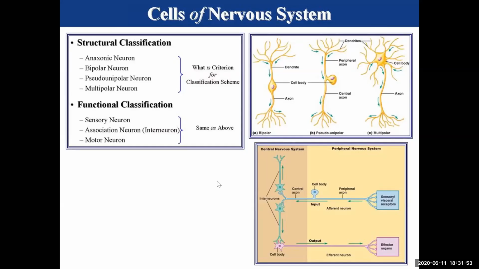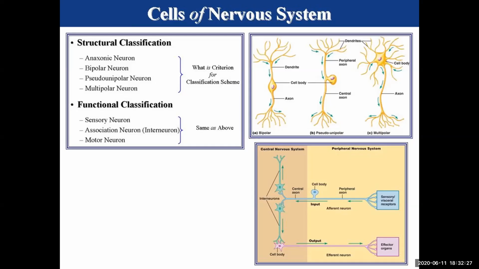Now, we can classify neurons because we have two types of cells in the nervous system, neurons and support cells, the neuroglia or glial cells. I'm not going to talk about the glial cells. I'm going to focus straight out of the gate on the nerve cells, the neurons. And when we talk about neurons, we can classify them using two classification schemes.